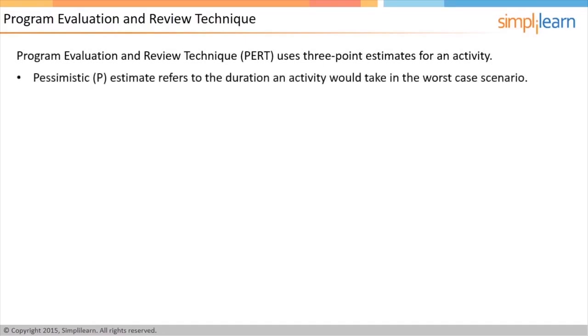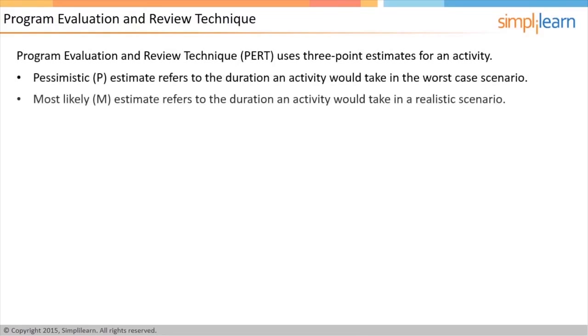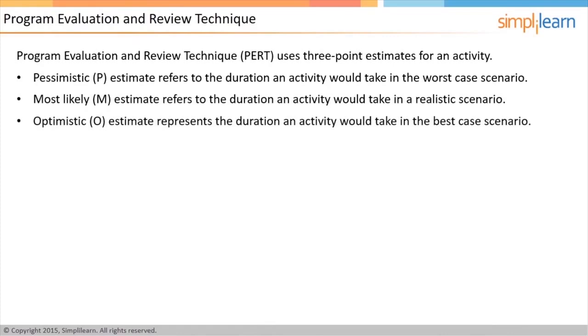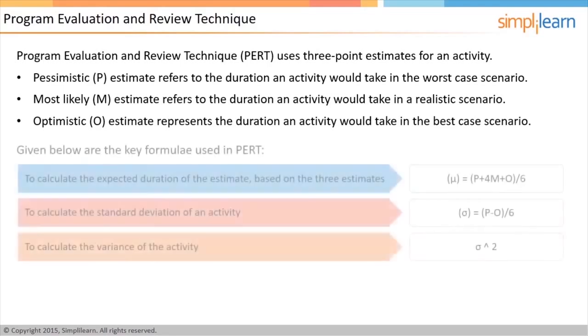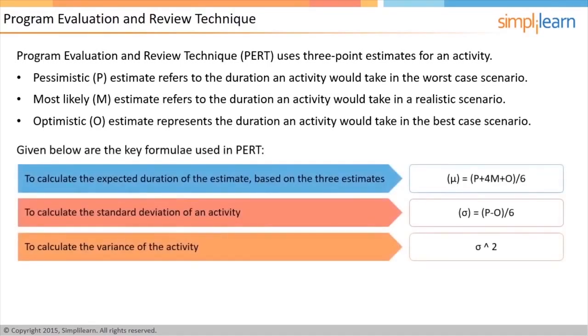The pessimistic estimate refers to the worst-case scenario, whereas the most likely estimate is what you expect to happen in a realistic scenario. The optimistic estimate, on the other hand, represents the amount of time an activity would take in the best-case scenario. Based on these three estimates, the expected duration of the activity is calculated as per the formula given on the screen. The formula for calculating standard deviation of an activity and variance of an activity is also given.